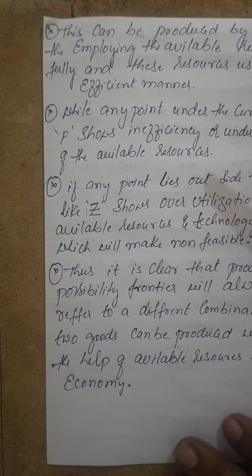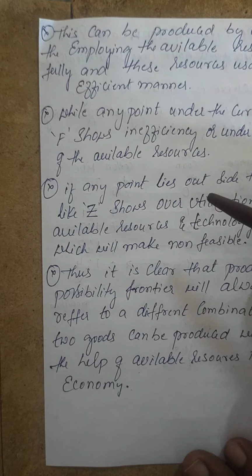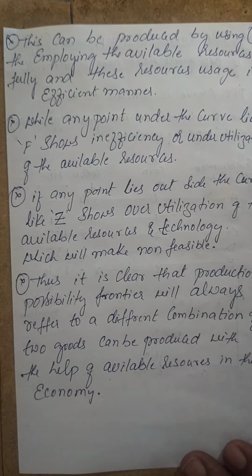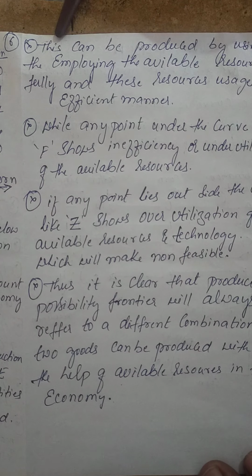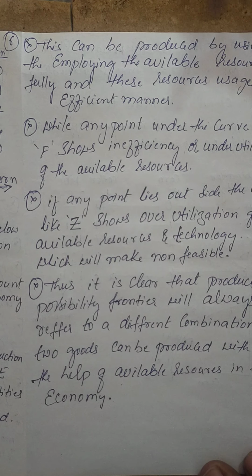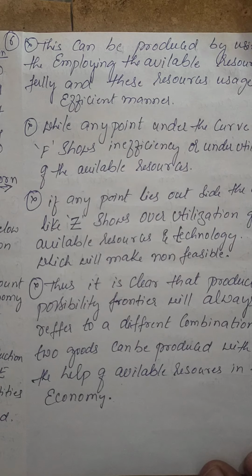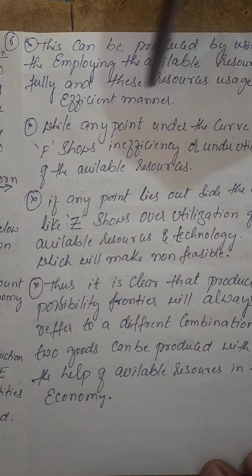So this is about the explanation part of the graph, and the continuation of this graph is likewise. Let us see. This can be produced by employing the available resources, and the resource usage is in an efficient manner.